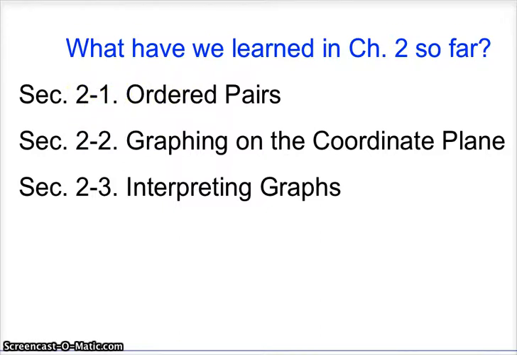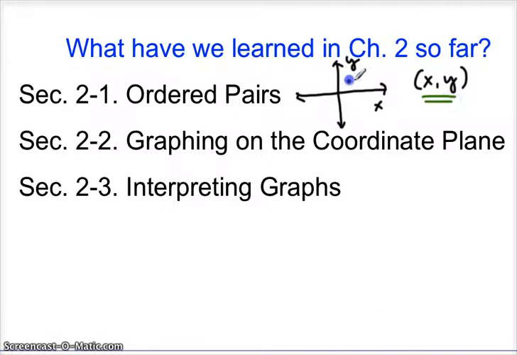Well, in section 2-1 we talked about ordered pairs and how they form these points or coordinates on our graph. So if we have an x-axis and a y-axis, an ordered pair is just a pair of numbers, x and y. X comes first, y comes second. If you always forget, it's just alphabetical order. And we practiced plotting points on our coordinate plane.